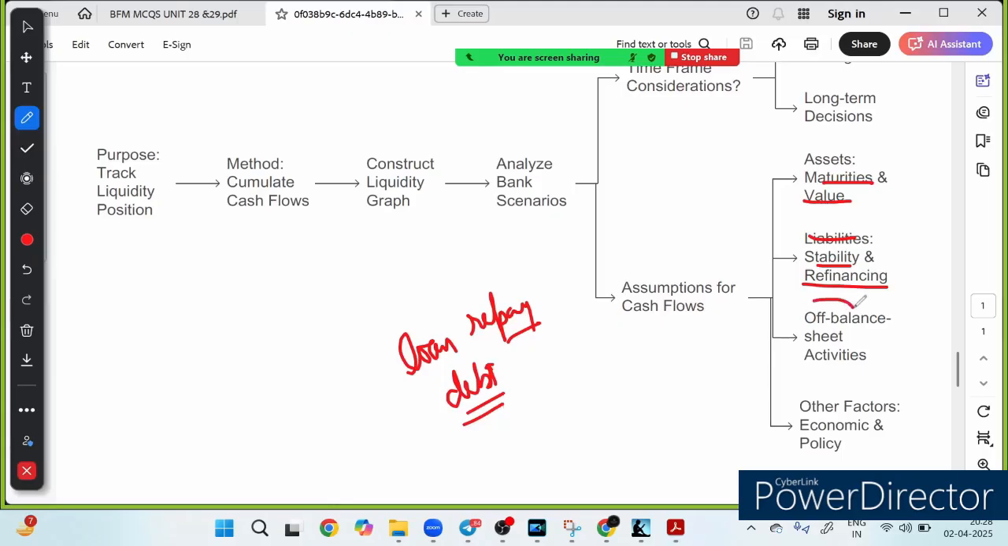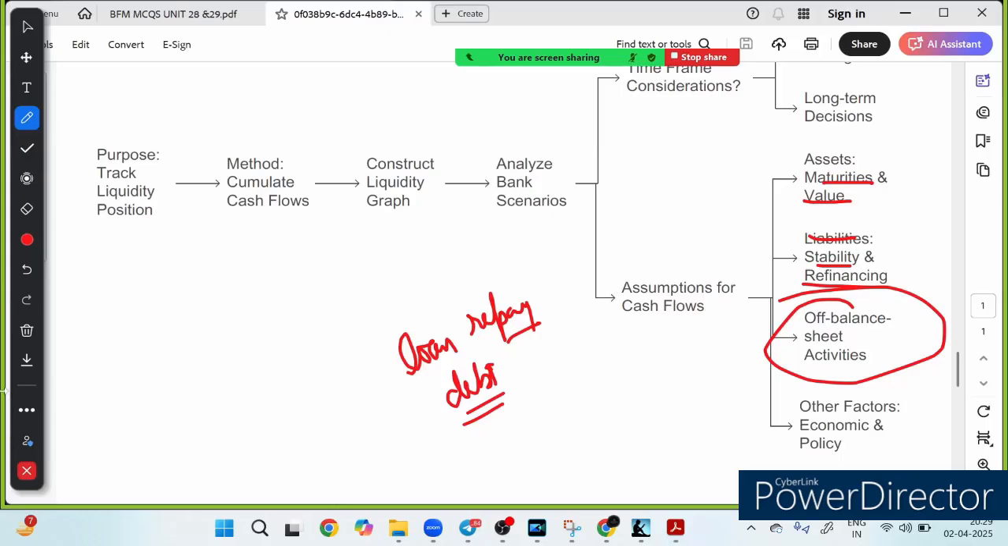And also, of course, there are off-balance sheet activities. Consider any off-balance sheet activity such as contingent liabilities, such as guarantees that could impact the liquidity position in the future. So these are the assumptions for cash flow. And there are some other factors, like external influences such as economic conditions or policy changes. These factors can have a direct impact on liquidity. So by measuring liquidity over a specific time frame and considering factors like cash flow assumptions, asset maturity and economic conditions, banks can make better decisions about managing their liquidity.